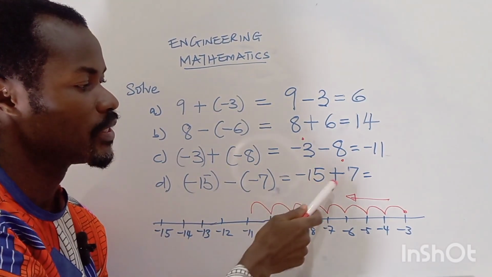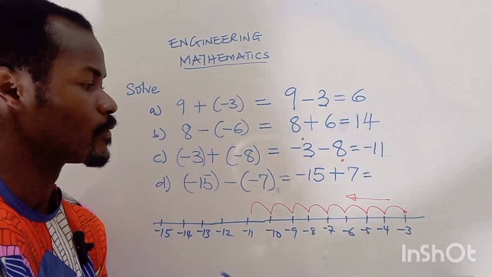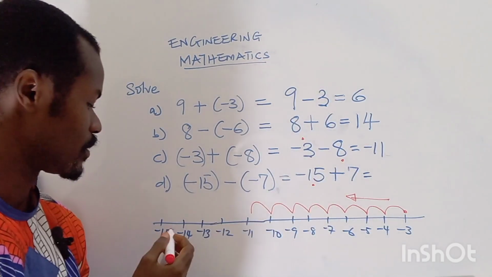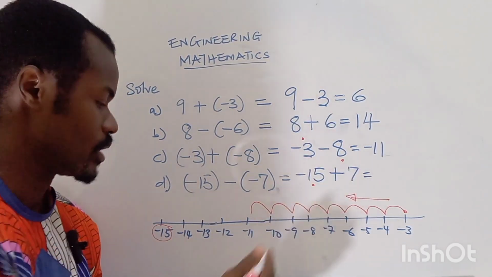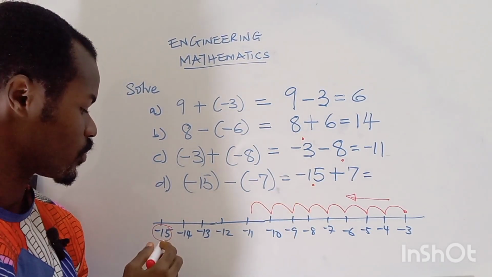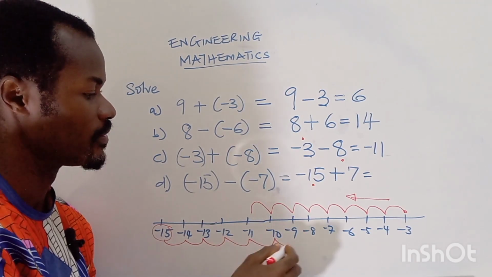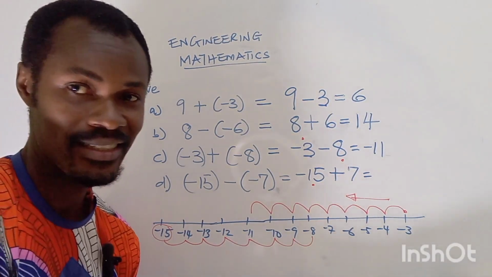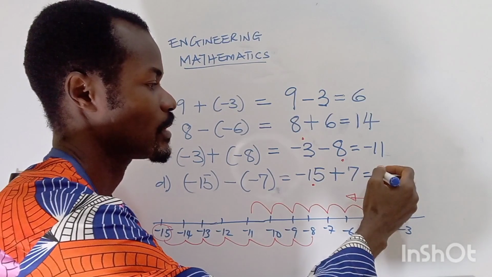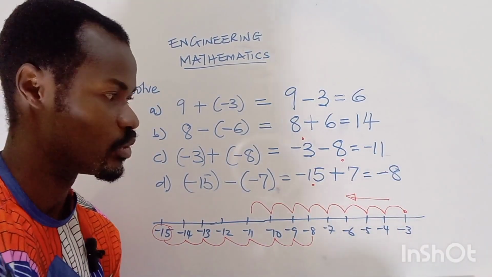So from minus 15, we want to go positive. Plus means we are moving to the right. So first we want to identify minus 15, which is this, and we want to count to the right, plus 7. So let's move to the right 7 times. So we have 1, 2, 3, 4, 5, 6, 7. So we stop at minus 8. So our answer to this is minus 8. So that gives us the simple solutions.